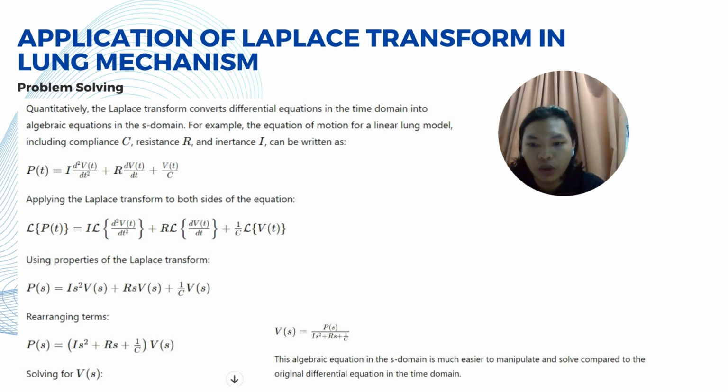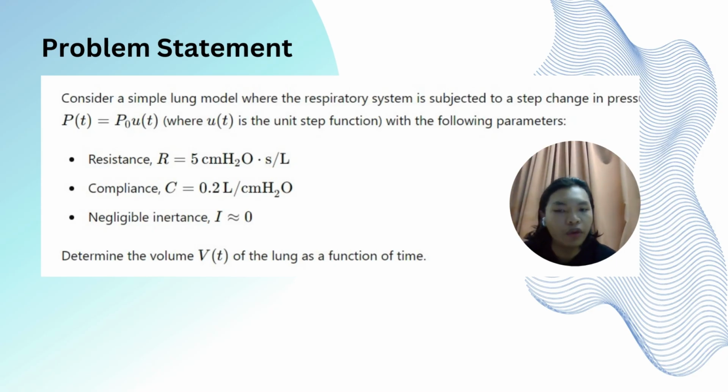We get P(s) equal to I S squared plus R S plus 1 over C, times V(s), because all of it has V(s). After that, we solve for V(s). So V(s) equals P(s) over I S squared plus R S plus 1 over C. Okay, this algebraic equation is in the S domain. It's much easier to manipulate and solve compared to the original differential equation in the time domain. So this is the example for lung mechanics.